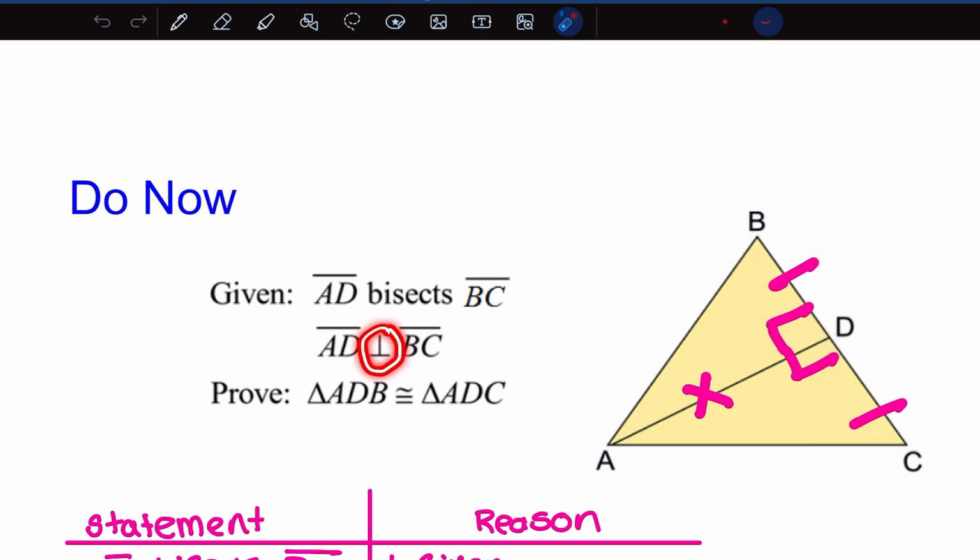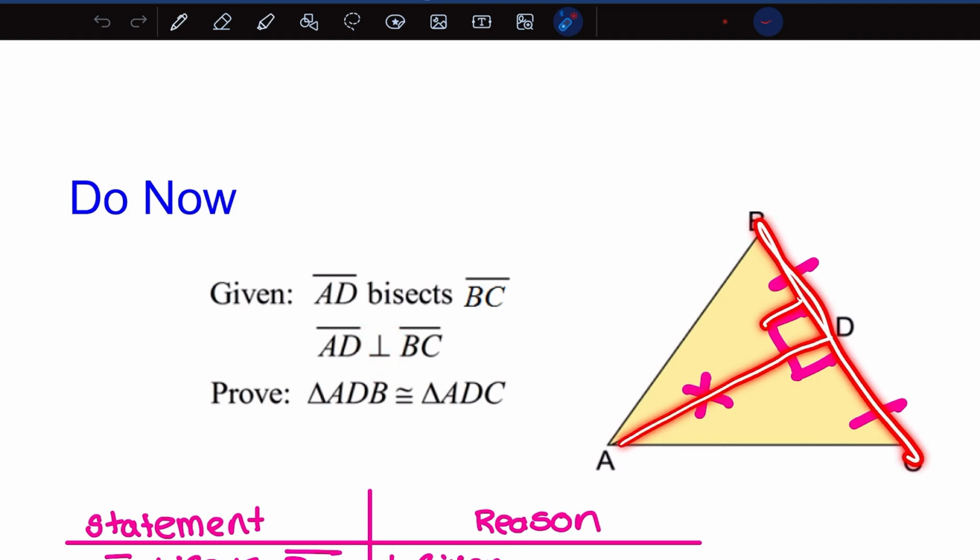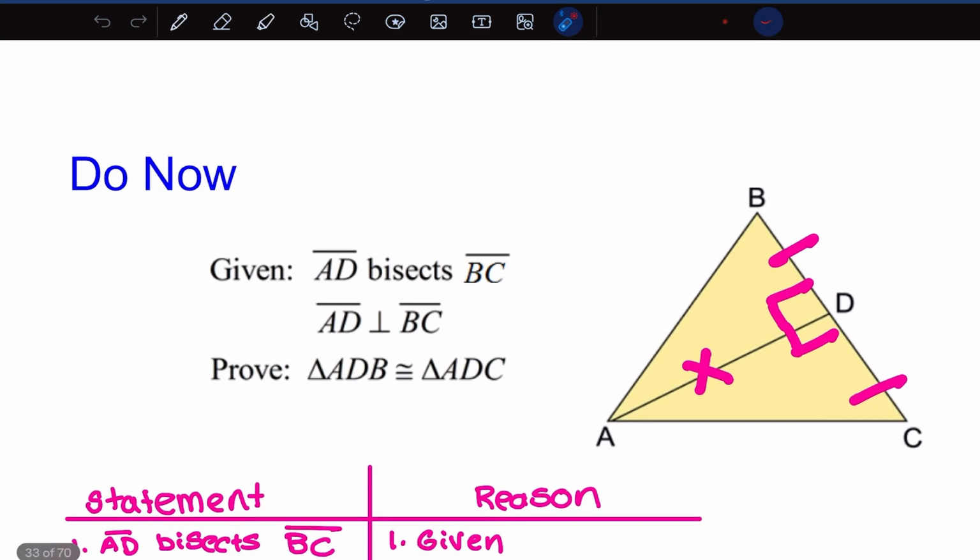Then I know that AD is perpendicular to BC. So there are two right angles. So I know that these two angles are going to be congruent. So I have a side and an angle, and because there is a shared side between these two triangles, I'm going to use reflexive to state that AD is congruent to AD. This is how we write it out.